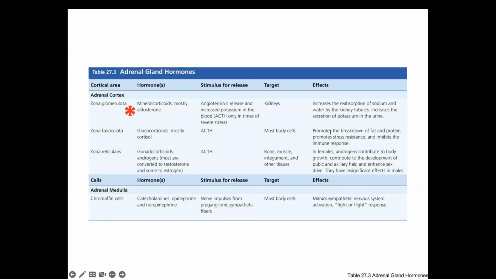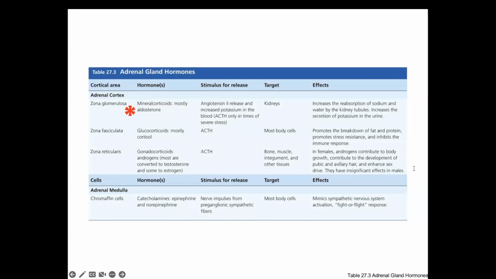The zona fasciculata secretes glucocorticoids, the main one being cortisol. Cortisol is an anti-stress hormone and causes the increased breakdown of fats and proteins to support blood sugar levels, promote stress resistance, and inhibits immune response.